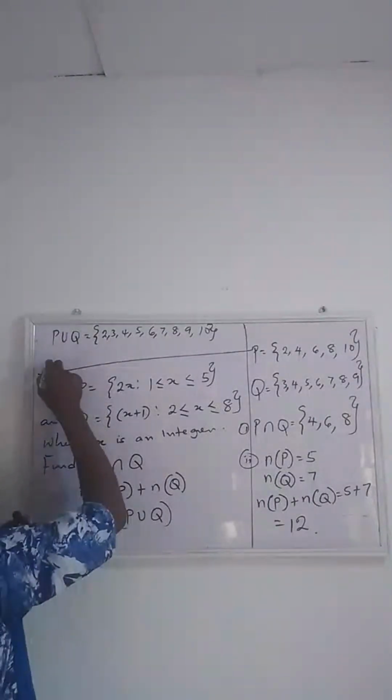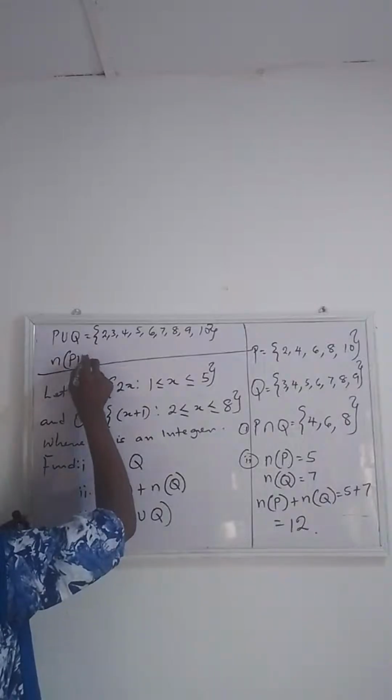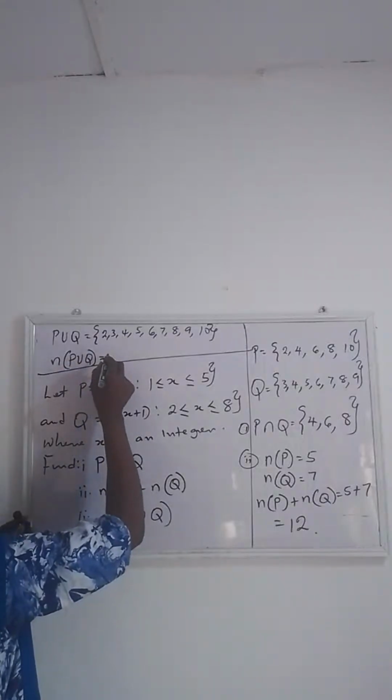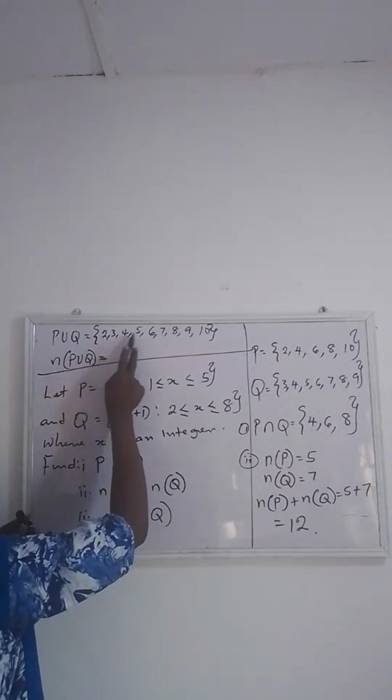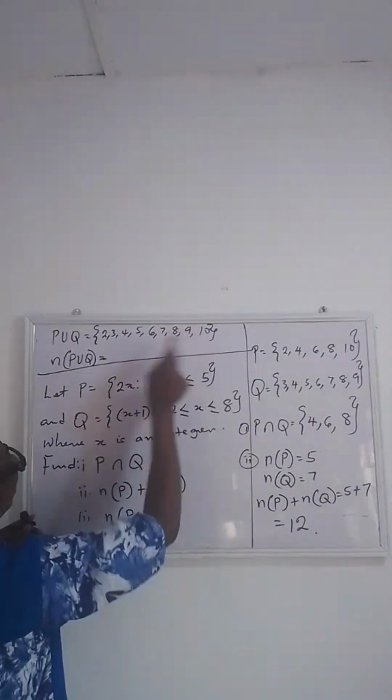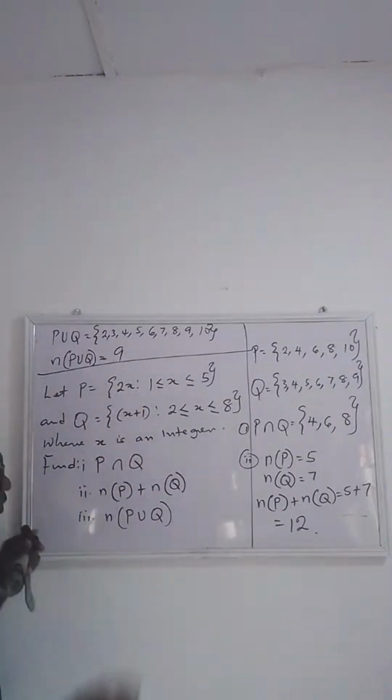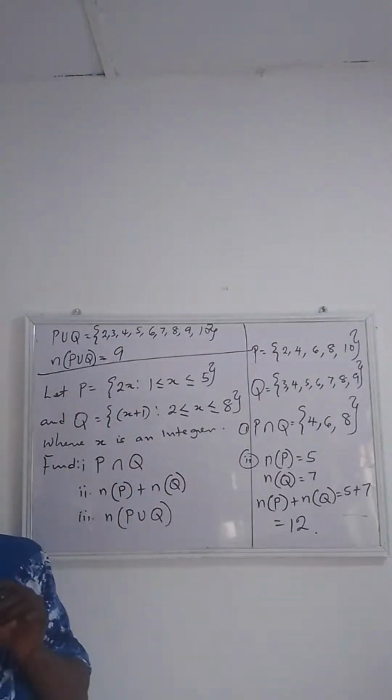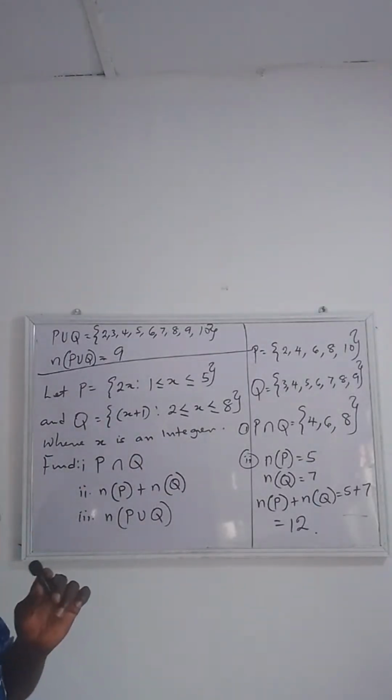Now, the number of elements in P union Q will give us what? Let's count. We have 1, 2, 3, 4, 5, 6, 7, 8, 9. So that is going to be 9. So that is the answer to that problem.